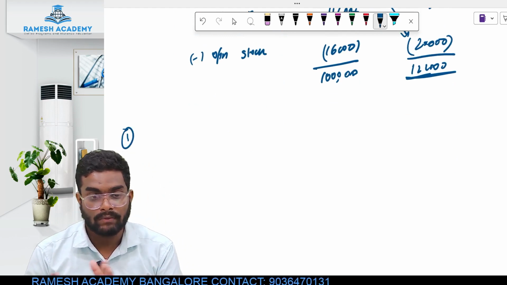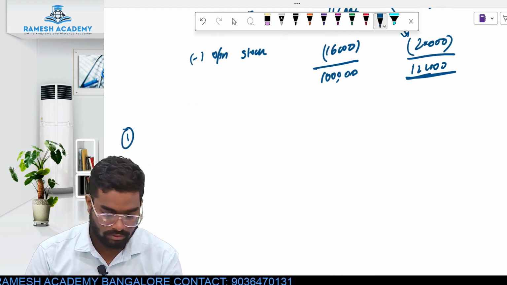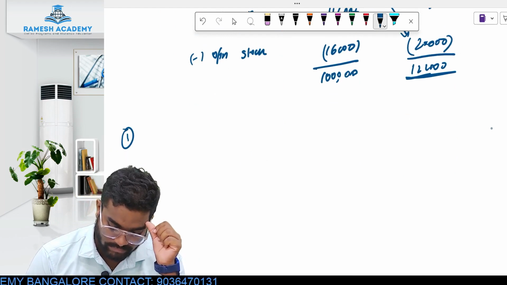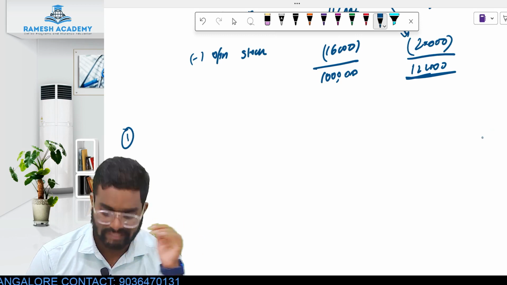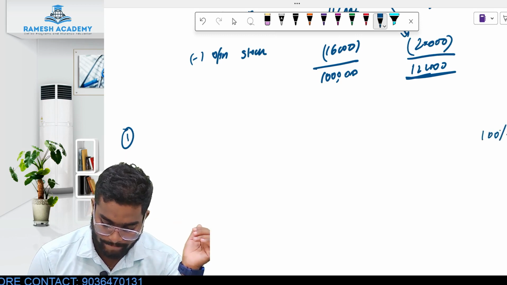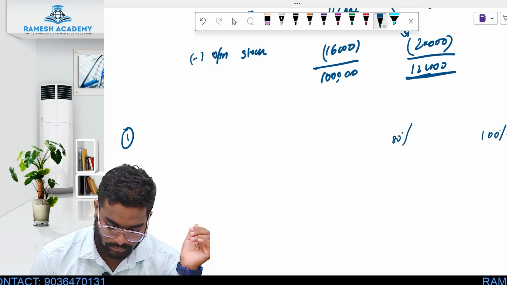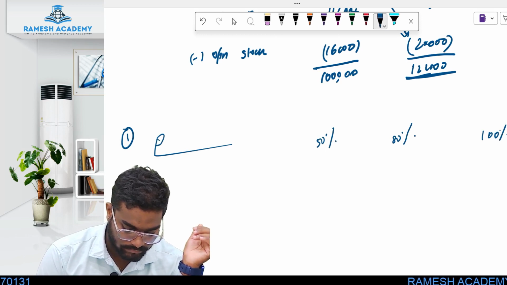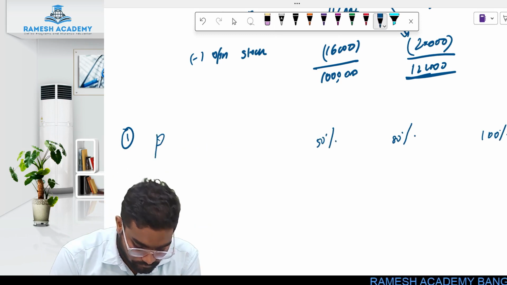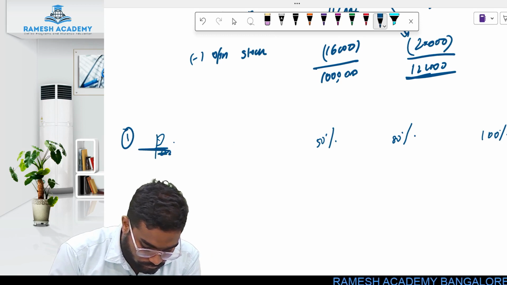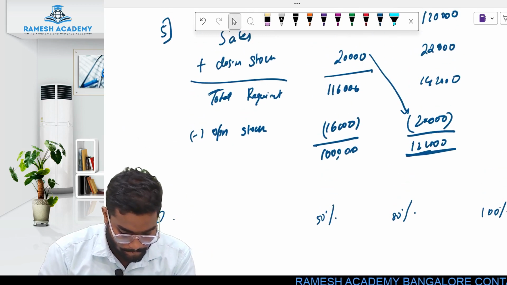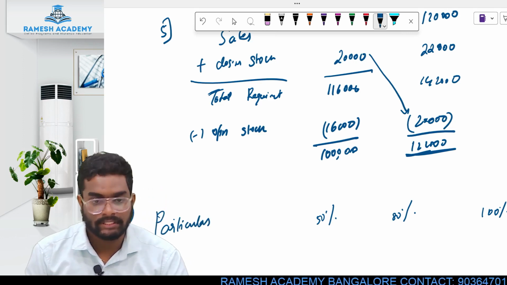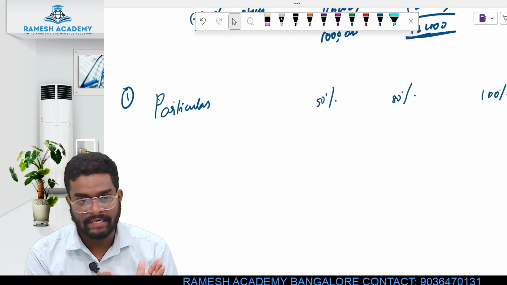So in exam, always start from the right side. When you're having problems based on columns, please try to start from right hand side, so it will be having better presentation. So 100, 80, 50 and particulars. See, this way of presentation will be good now if you are starting from the right hand side.